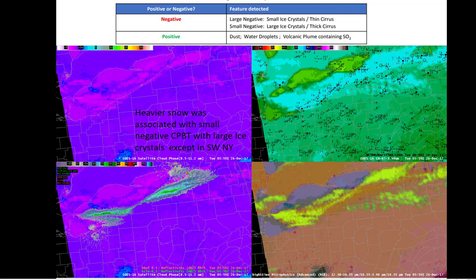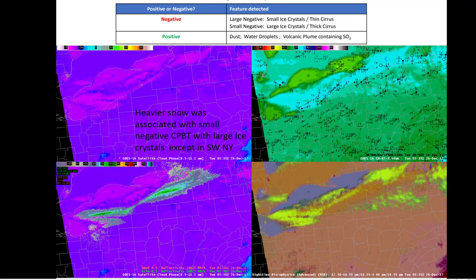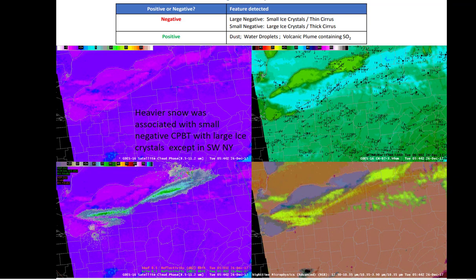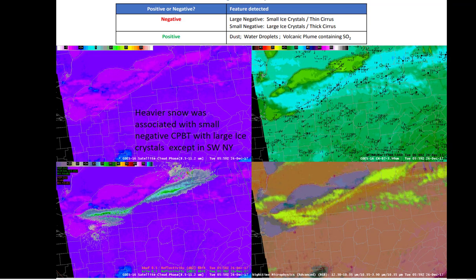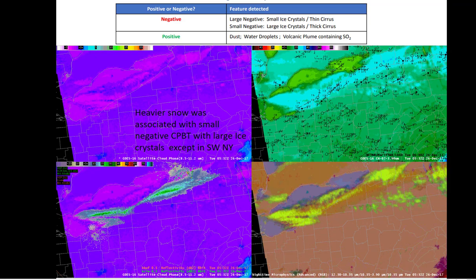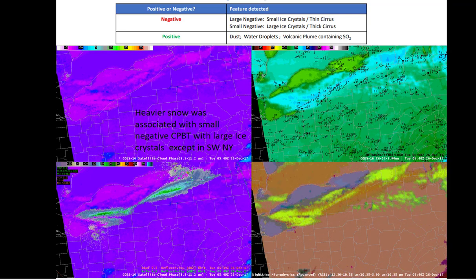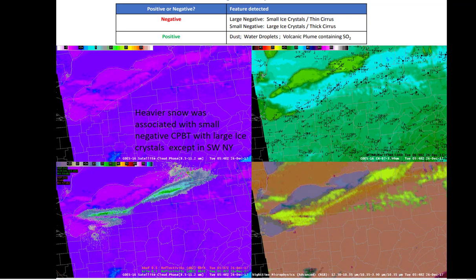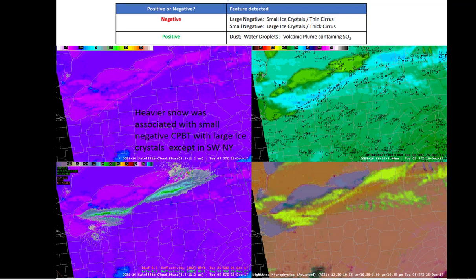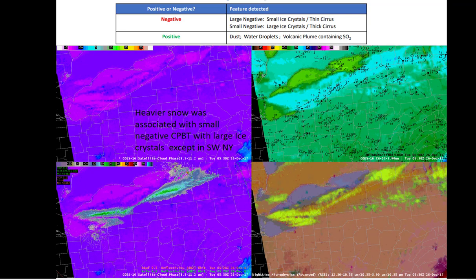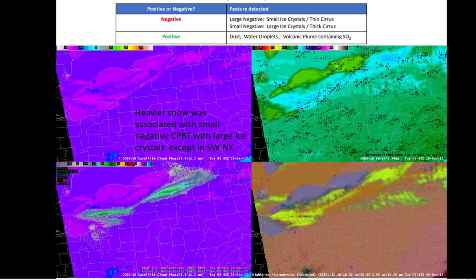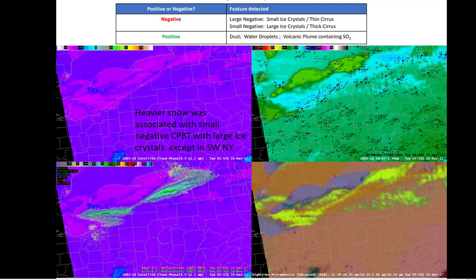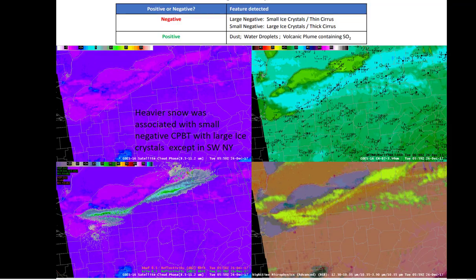In southwest New York, you have pretty high reflectivity, but the cloud top phase is different there than over the area of Lake Erie, where Cleveland is showing heavier snow. You have mostly yellow in the RGBs, and yet in southwest New York, you don't. So I'm not sure how to explain that difference. So I guess, let's go forward.